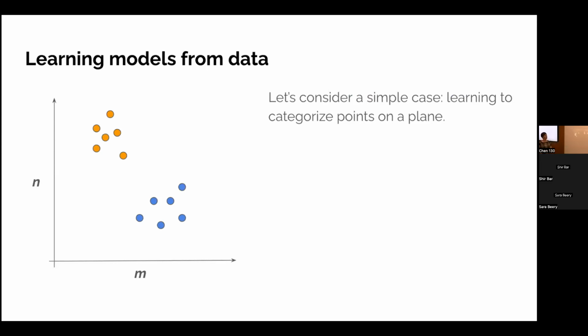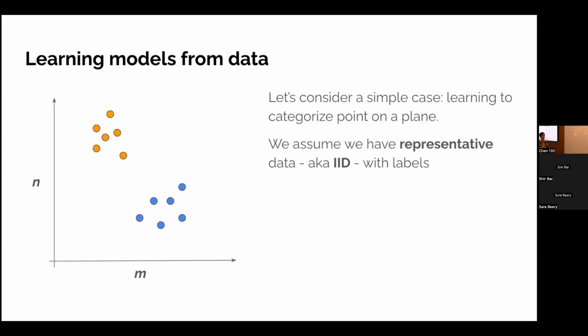We assume at first we have this representative data, aka IID. So how many of you are familiar with the concept of independently and identically distributed? Okay, so it's a statistical concept, but essentially the idea is that the distribution of data you're drawing from is independent, which means each point is independently drawn from that same distribution, and identically, so they're all drawn from the same distribution. Some of them aren't drawn from a different distribution than others.